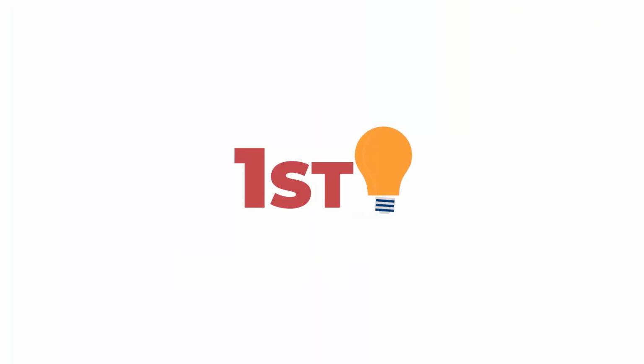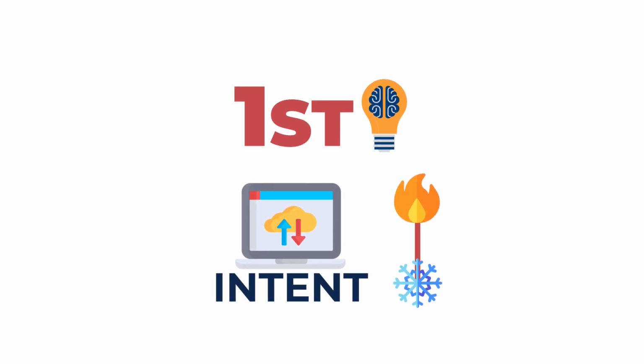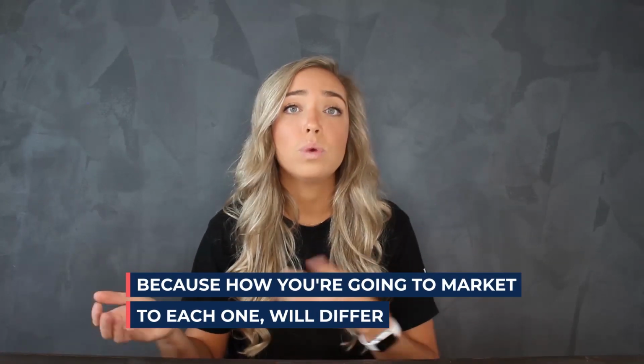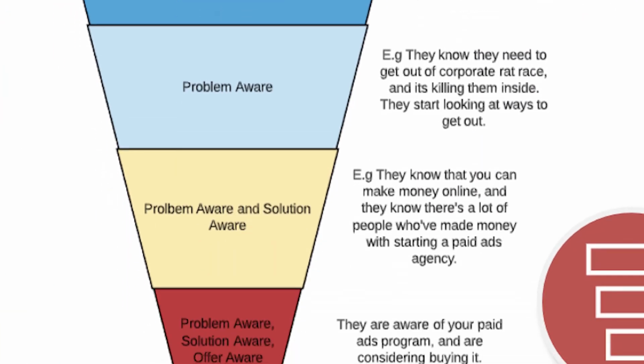So the first idea to understand is traffic intent. There are these different levels of traffic warmth, and it's important to know about them because how you're going to market to each one will differ. Now we'll pop a little graphic up on the screen so that you can see an overview. So let's run through each one of these.